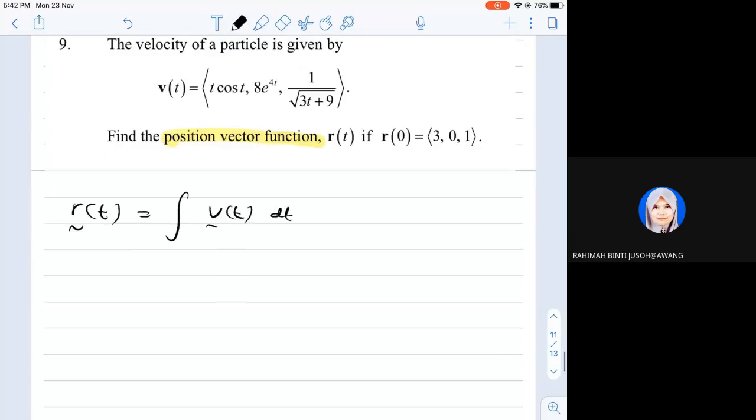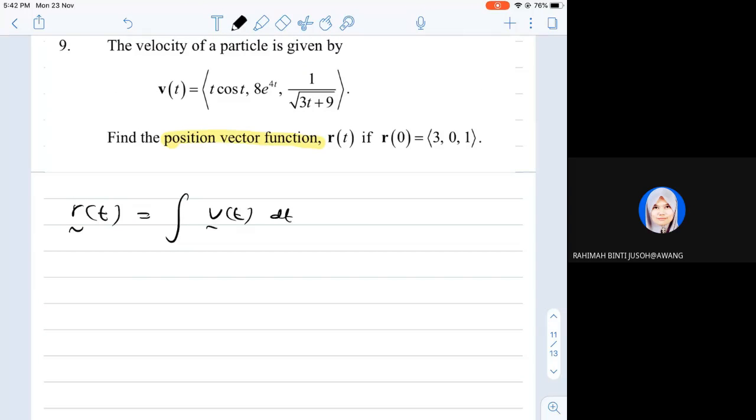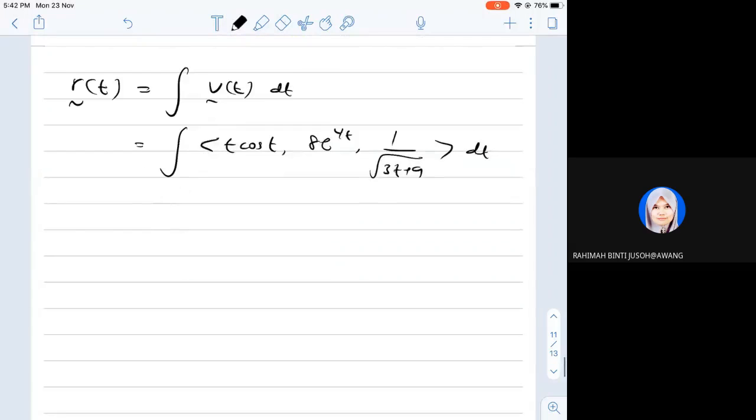Okay, so we have to integrate. So let's integrate this. We have t cos t, we have 8 exponent 40, we have 1 over square root of 3t plus 9. Like this. Okay guys, now let us do this by component, step by step.